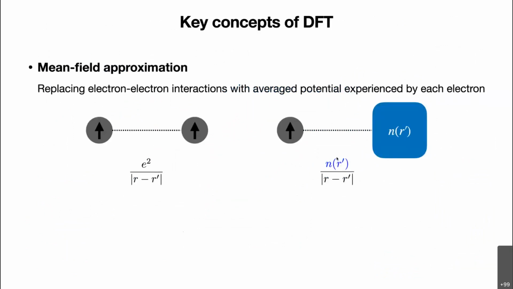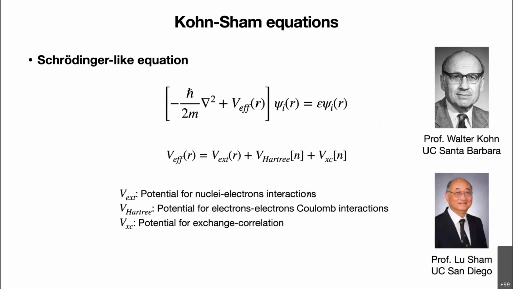Yeah, it corresponds to this interaction, Hartree. And the last one is the exchange correlation potential. This is a very mysterious potential. Anyway, they made this Schrödinger-like Kohn-Sham equation. So actually doing DFT calculations is solving this Kohn-Sham equation. So let me explain the exchange correlation potential first.